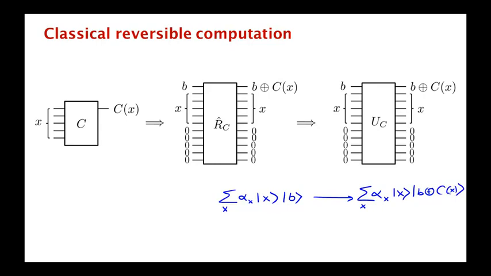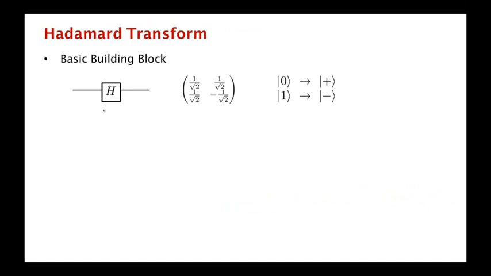Now, this is one of the basic primitives for quantum computation, the fact that anything that we can compute classically, we can compute in superposition. But this is not yet enough. We need one more ingredient, and the crucial ingredient turns out to be the Hadamard transform. So remember what the Hadamard transform is. It's a transform on a single qubit, which maps 0 to plus and 1 to minus, where plus, of course, is 1 over square root 2 times 0, plus 1 over square root 2 times 1, and minus is 1 over square root 2 times 0, minus 1 over square root 2 times 1. That's the Hadamard transform.